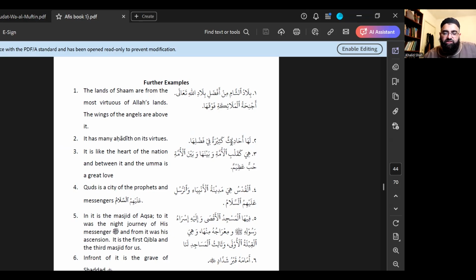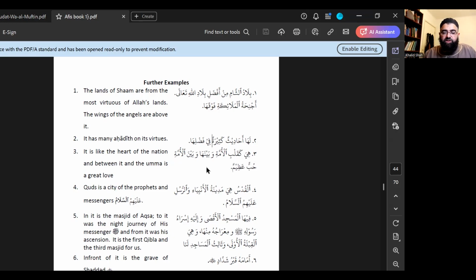So لها أحاديث كثيرة: لها is jar majroor, and أحاديث كثيرة is a delayed mubtada, and then the khabar is put at the start. في فضلها, another jar majroor structure. Fadli is mudaf, laha is the mudaf ilayh. في فضلها, in regards to its virtues. So the land of Sham is among the most virtuous of Allah's lands. The wings of the angels are above it. It has many virtues; it has many hadith on its virtues.